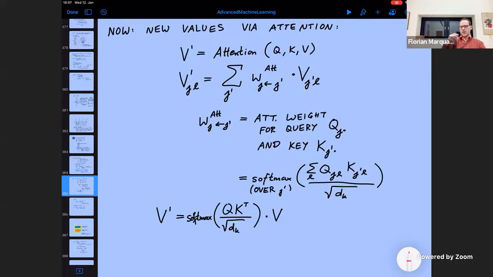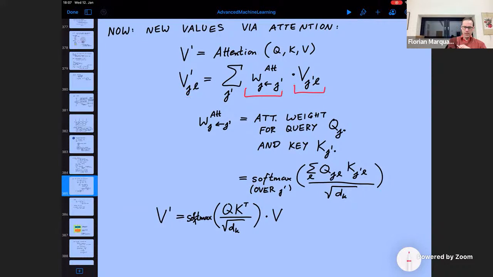Okay. And so now you use the attention mechanism to calculate the attention weights, and you use the attention weights to take the weighted sum of all the values. So you range over all objects J prime. You look at what is the attention weight connecting J prime to J, and that's the weight, and you sum over all J prime, and that gives you the new value vector for object number J.